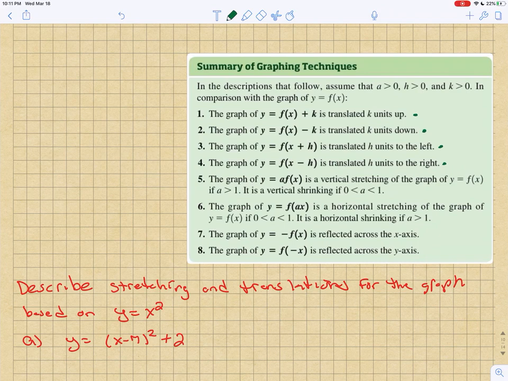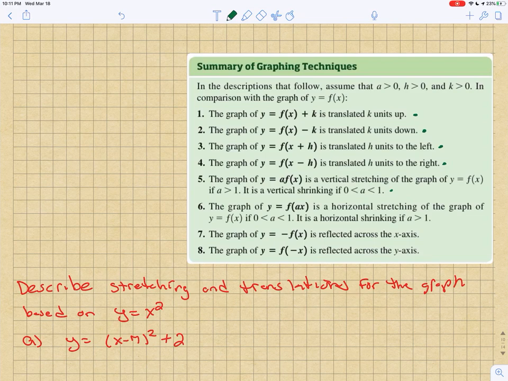The graph of y equals a f of x is a vertical stretching of the graph of y equals f of x if a is greater than 1, which makes sense. It is a vertical shrinking if a is between 0 and 1, again making sense, it's vertical.